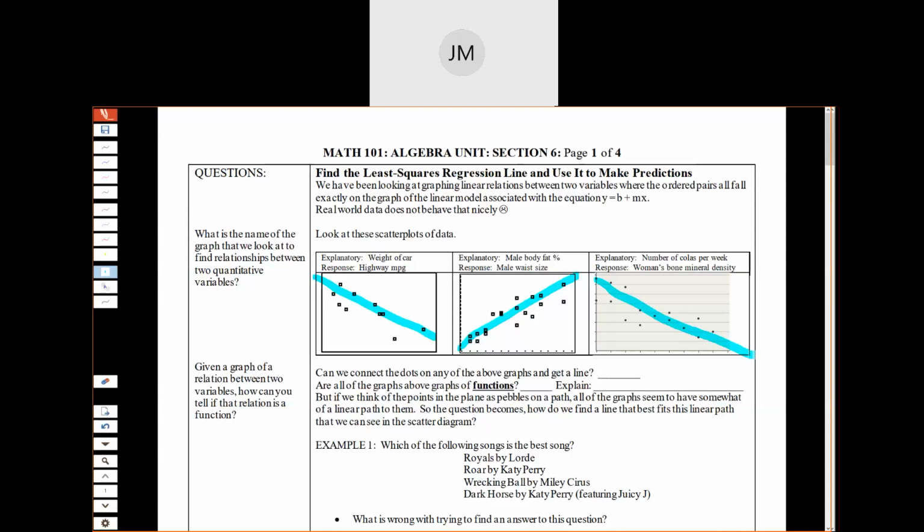For example, with this first one, I can see that as the weight of the car increases, your highway mileage is going down, which hopefully makes sense. That hopefully lines up with your real world experience, right? Smaller, lighter cars typically get better mileage than big, heavy cars.